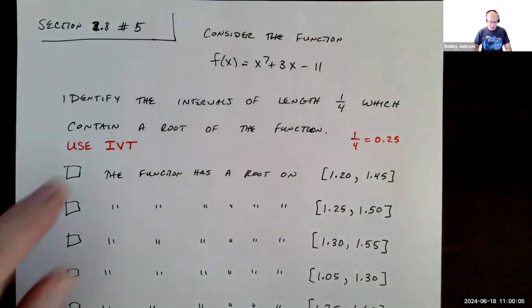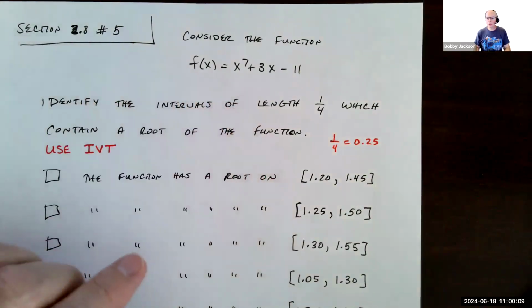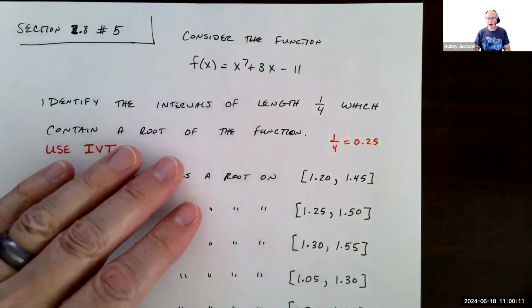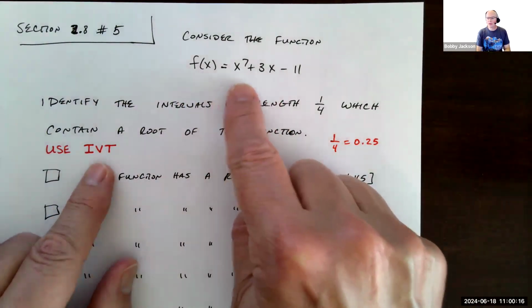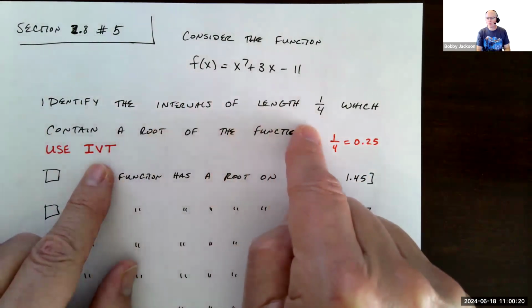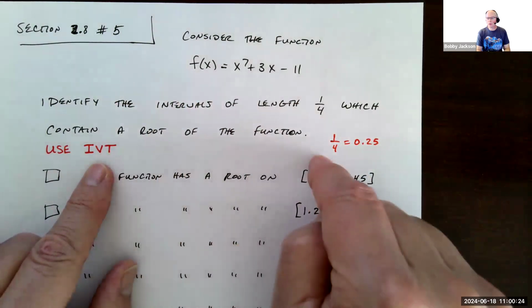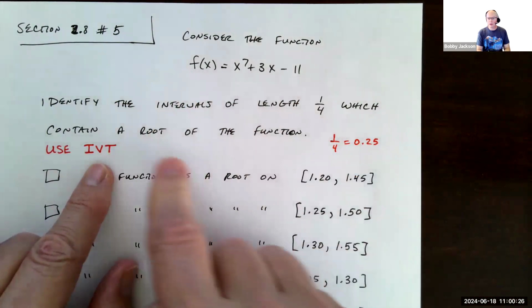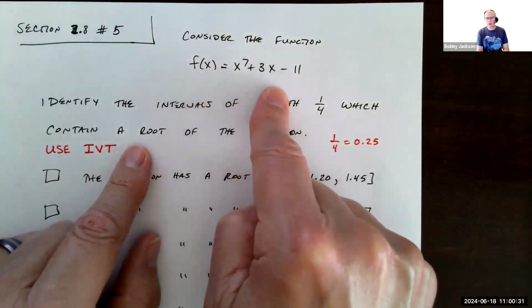Okay, we're going to take a look at number 5 in section 2.8. This deals with what we call the intermediate value theorem, or what I abbreviate IVT. We're going to consider this function here, and we're going to identify the intervals of length 1/4 which contain a root of the function. So 1/4 being, of course, 0.25. So roots are what? Values of x that make this function equal to 0.